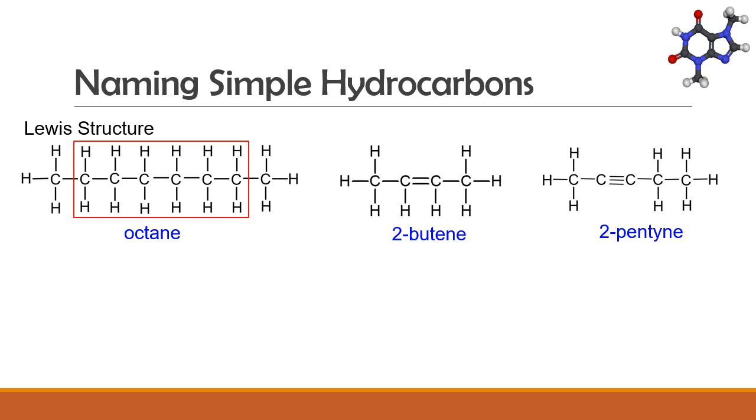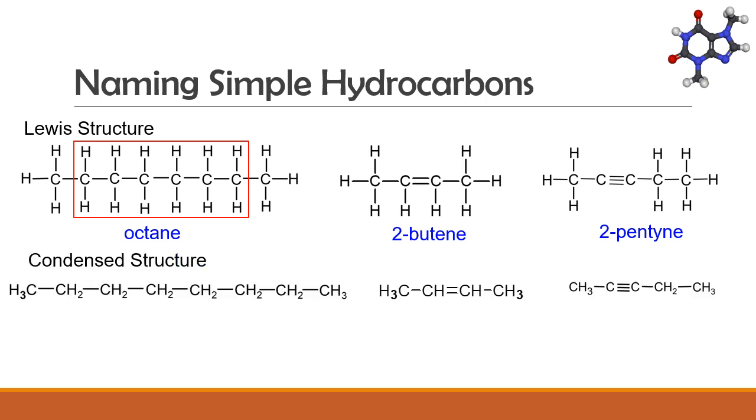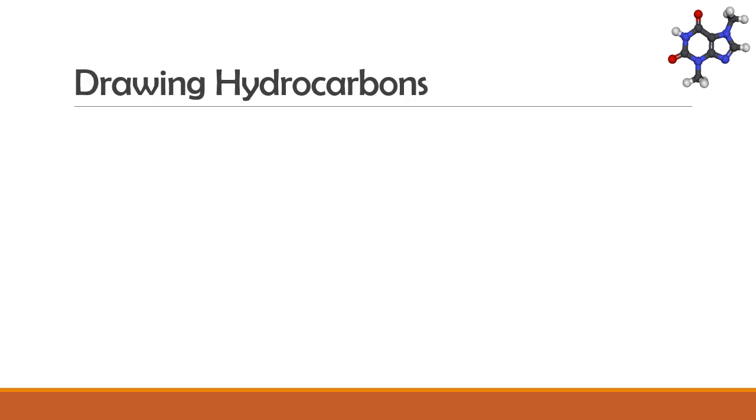Hydrocarbons can be represented using the Lewis structure, but it can be difficult to write all CH bonds when dealing with long hydrocarbon chains. So the condensed structure and the line structure are used to shorten their molecular structures. Hydrocarbons can be visually represented using Lewis structures, condensed structures, and line structures.